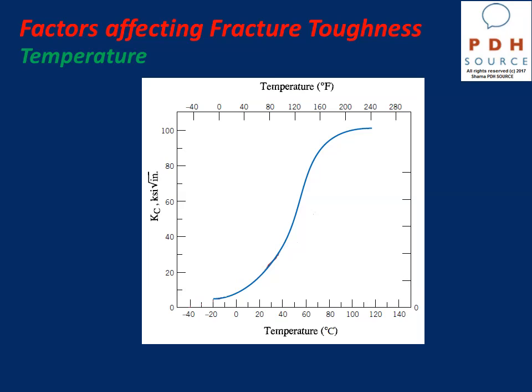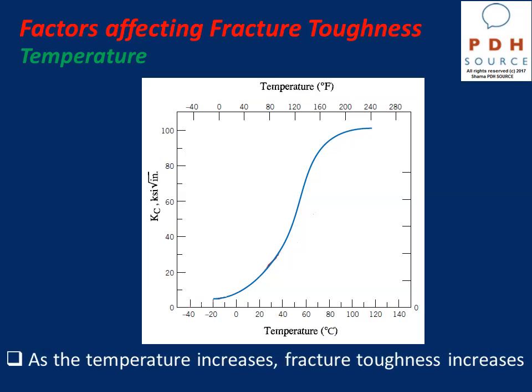As you see, at higher temperatures, the fracture toughness is very, very large. And this is, as I mentioned earlier, corresponds to a ductile mode of fracture. Now, as the temperature goes down, Kc drops tremendously, and you're going to get in this area brittle mode of fracture. So we can say that as the temperature increases, fracture toughness increases.